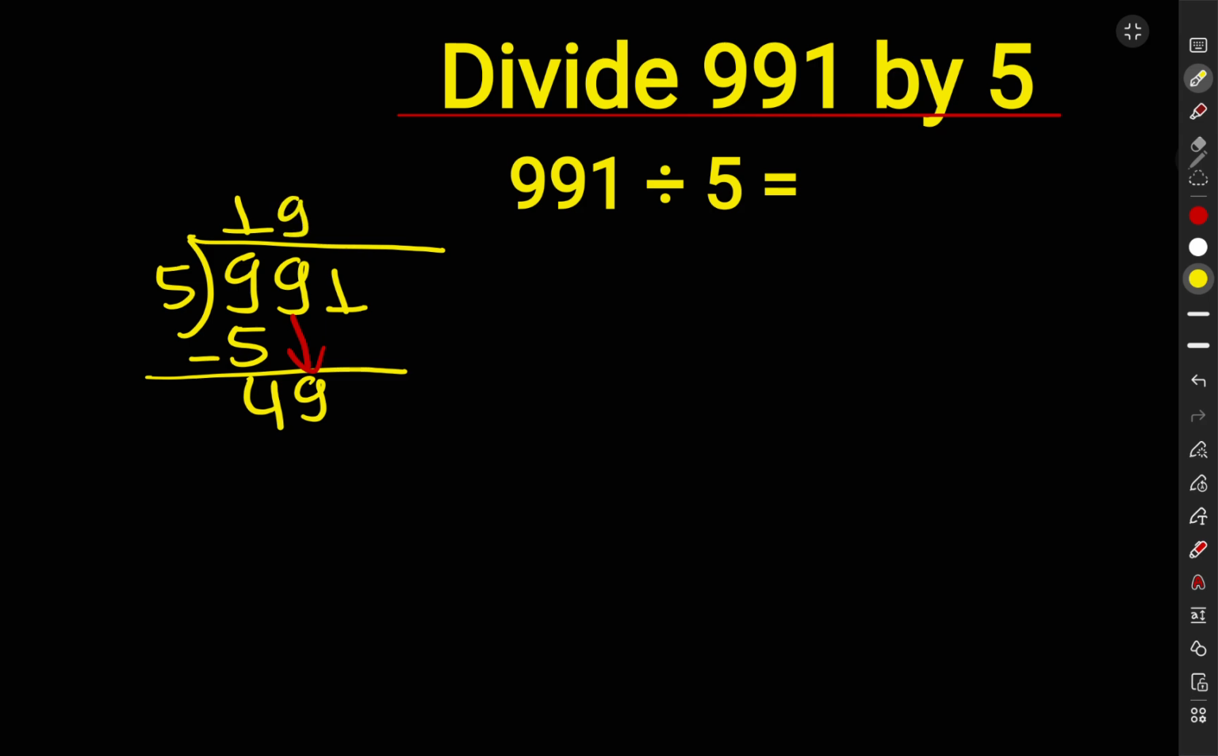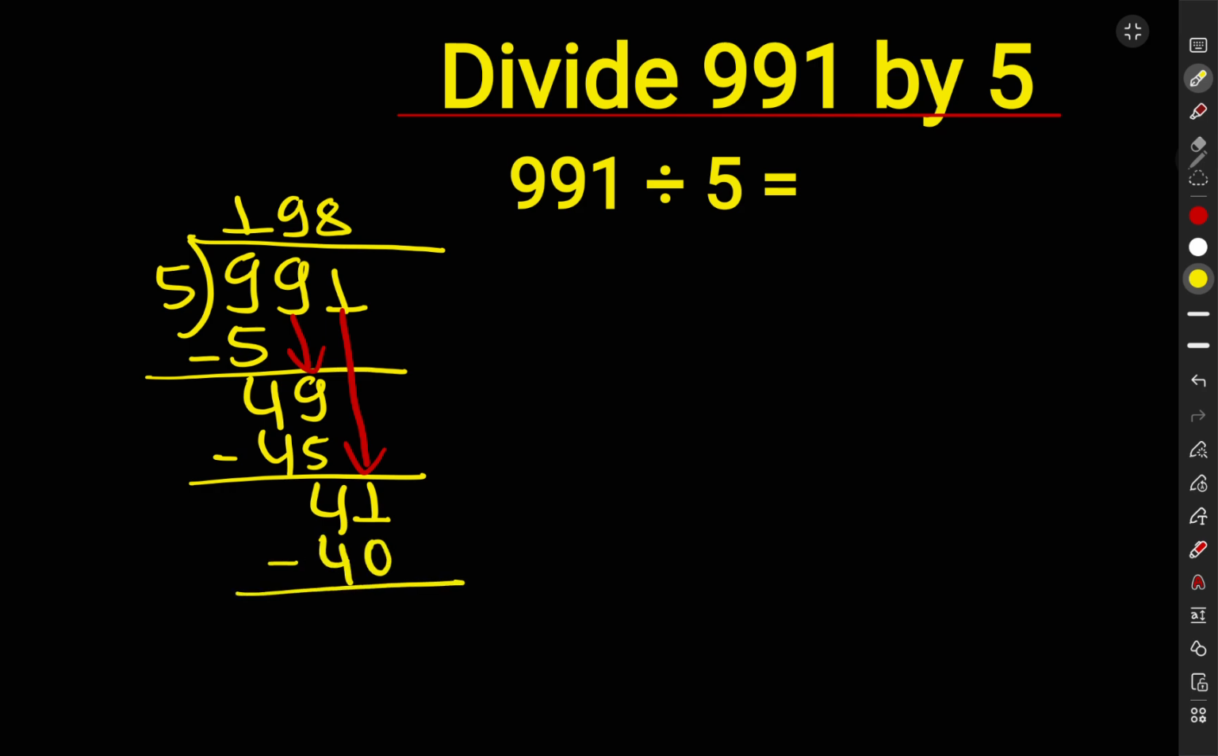5 times 9 is 45. On subtracting we get 4. So again we put down this 1 and it is 41. 5 times 8 is 40. On subtracting we get 1.